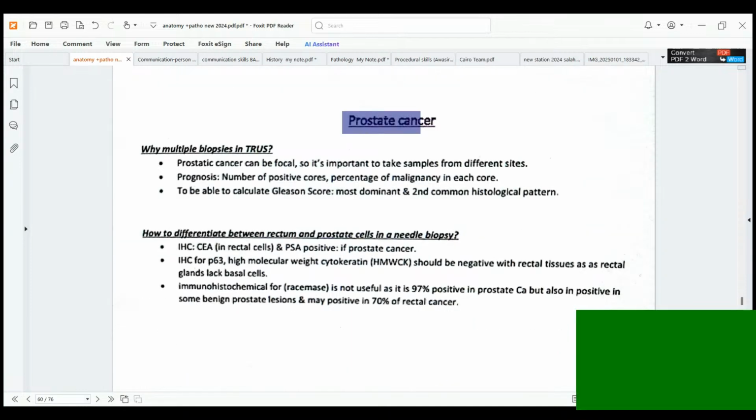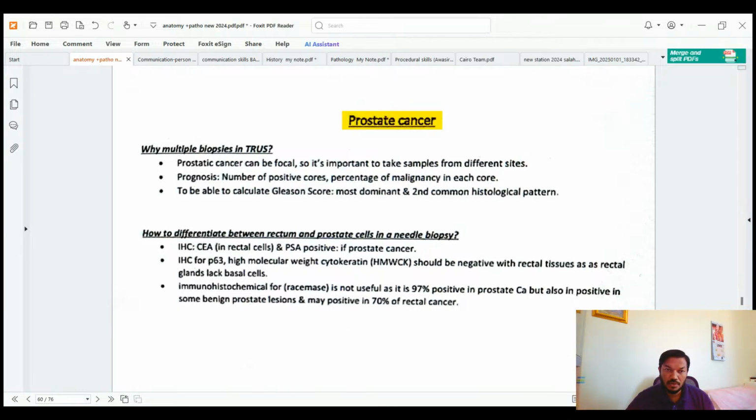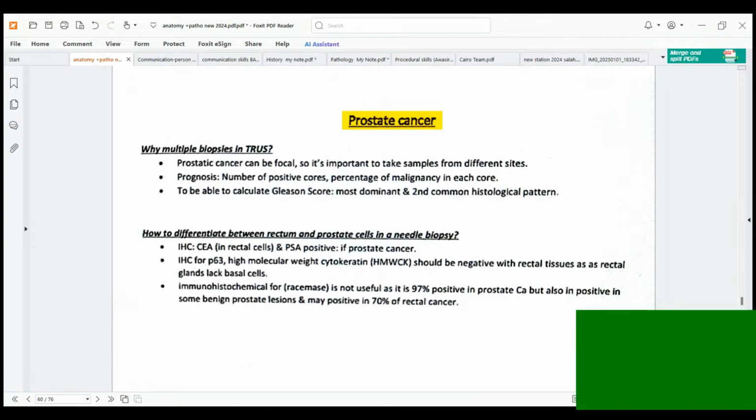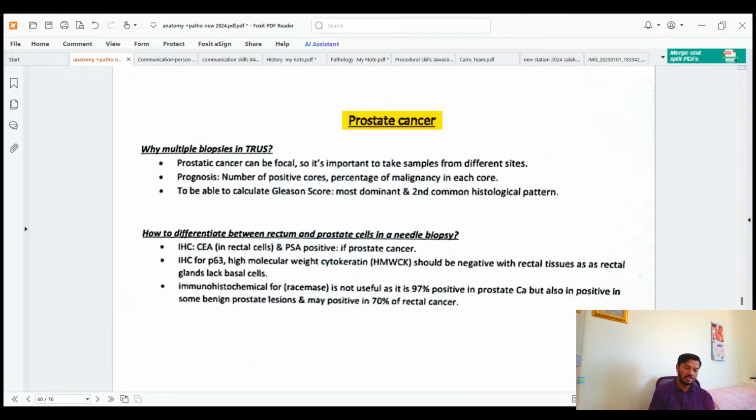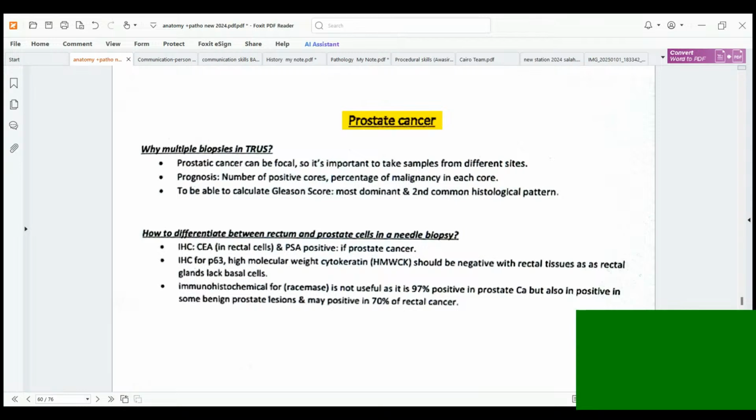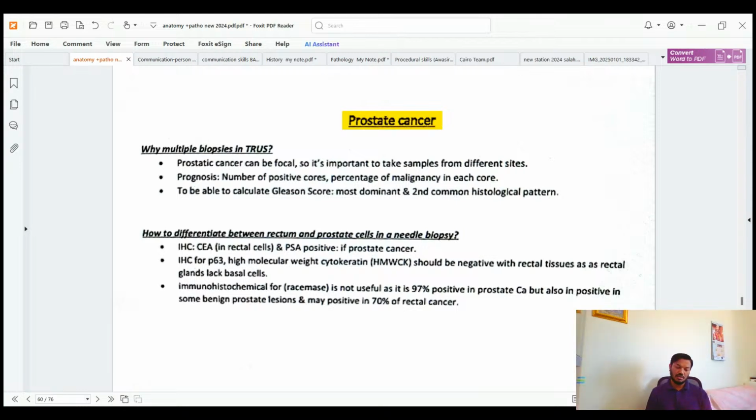Prostate cancer. Why multiple biopsies in TRUS? Prostatic cancer can be focal, so it is important to take samples from different sites.